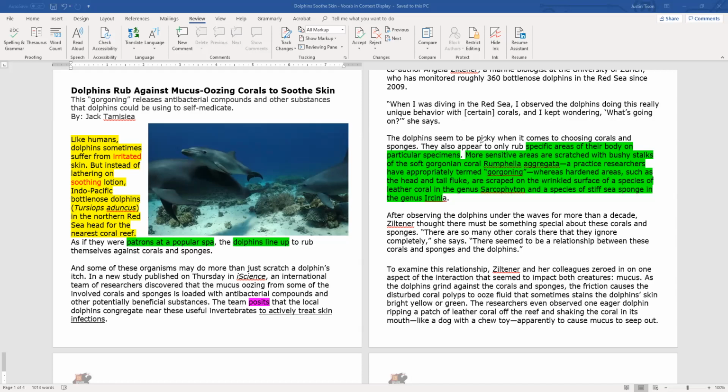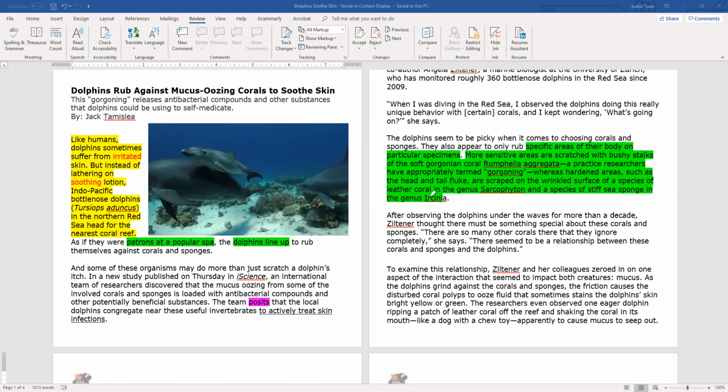Well, the next sentence goes on to tell us that more sensitive areas, which would be a specific area, are scratched with bushy stalks of the soft Gorgonian coral Rumphella aggregata. Hope I said that right. That would be a particular specimen. Okay, you see the connection? Whereas hardened areas, such as the head and tail fluke, again, another example of a specific area, are scraped on the wrinkled surface of a species of leather coral in the genus Sarcophyton, and a species of stiff sea sponge in the genus Ircinia. Okay, so there are two more particular specimens.